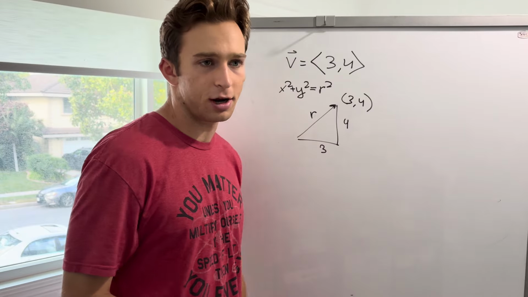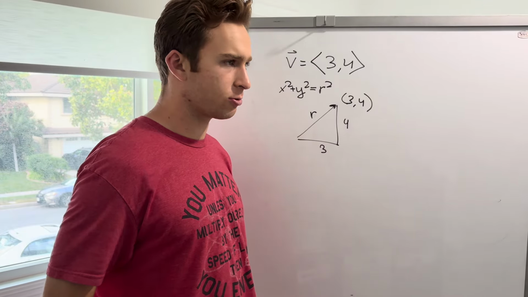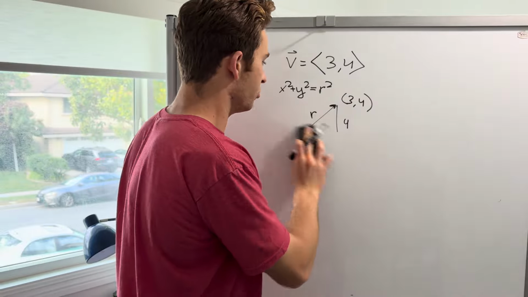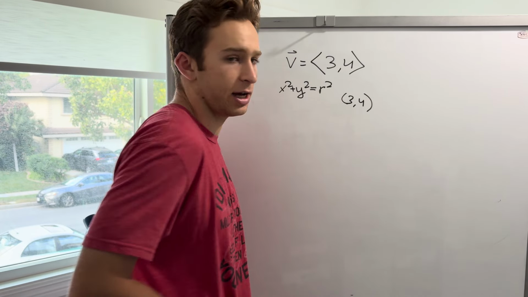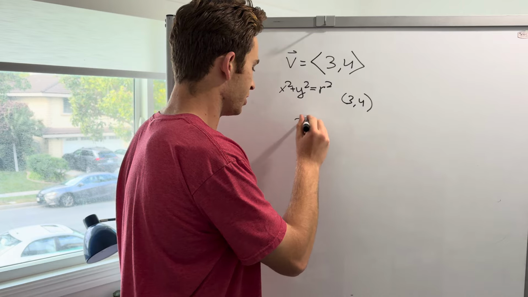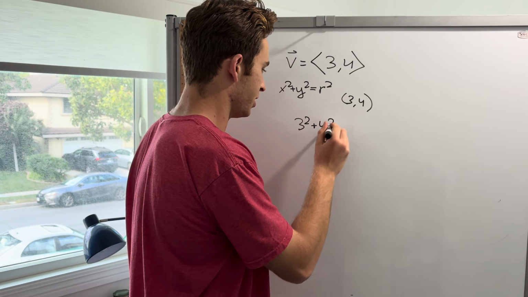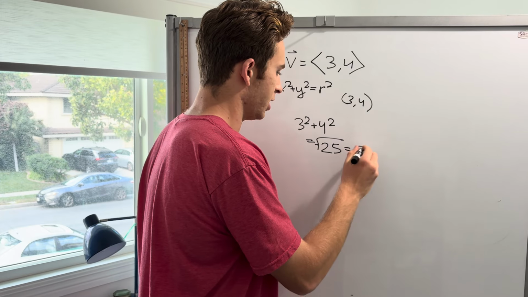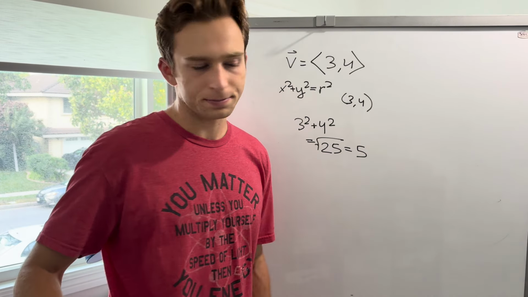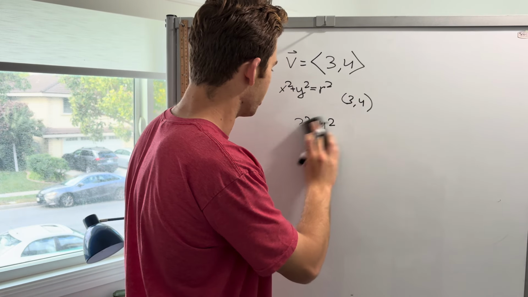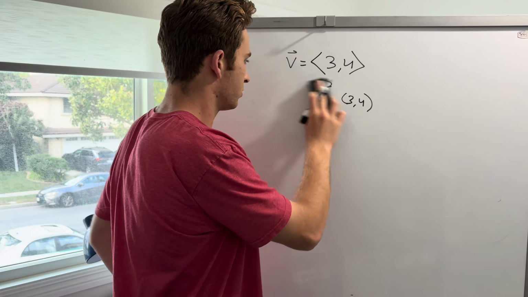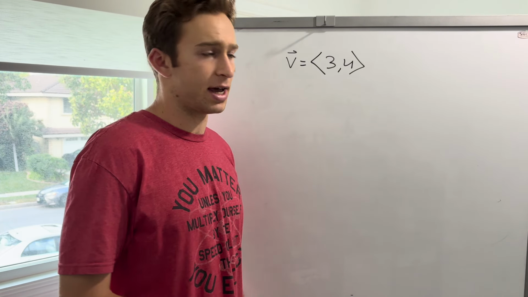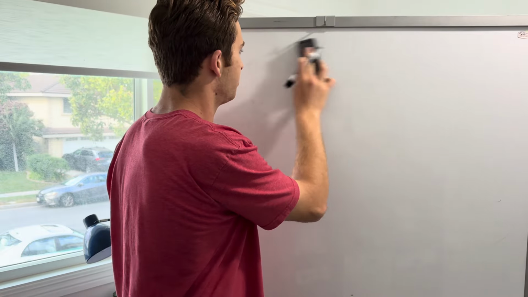And we have 3 squared plus 4 squared equals r squared. I'm sure you would know this from something like high school geometry. 3 squared is 9, plus 4 squared is 16. 9 plus 16 is 25, and you square root that, and you get 5, so our length is 5. That should be pretty clear. But that's how you'd find the length of a vector like this. You'd use the Pythagorean theorem.